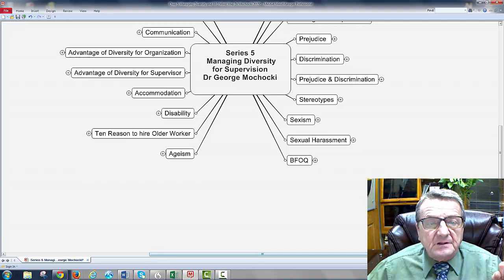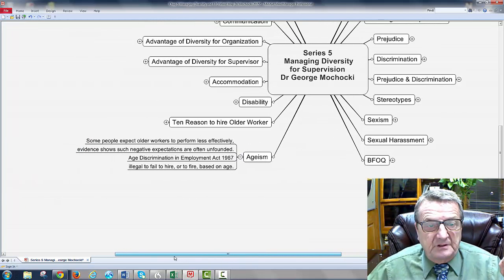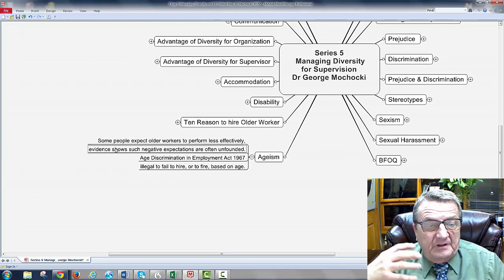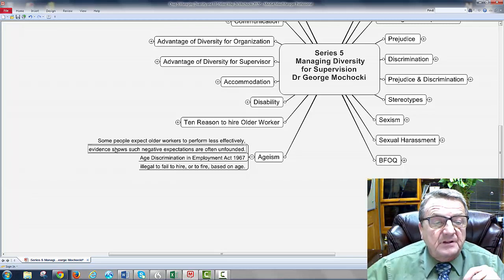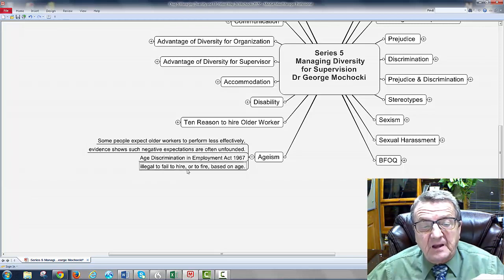Okay, now the next one is ageism. When I'm looking at different ages, some people expect older workers, again stereotyping, to perform less effectively. Evidence shows such negative expectations are often unfounded. The Age Discrimination Act, we'll talk about, makes it illegal to fire or hire based on age.